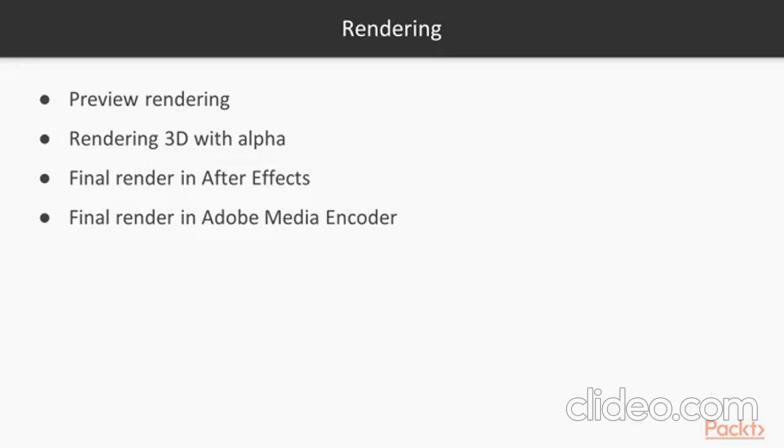In this section, we looked at preview rendering, rendering 3D with an alpha mask, we did a final render in After Effects, and we also looked at a final render in Adobe Media Encoder. Thank you for completing this After Effects project with me. It's by no means complete. You should go back into the project and use things that you've learned in all of the chapters, such as the 12 principles of animation, rendering, and adding effects. It's been a pleasure, and I hope to see you again soon.